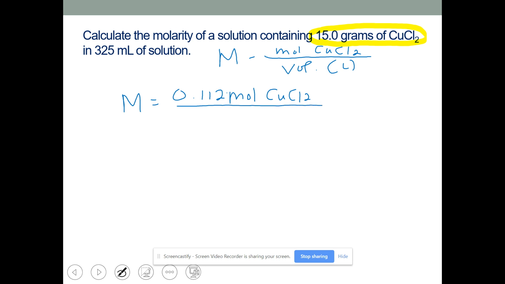And you want to divide that by the volume, which you need to put into liters. Again, you could either move the decimal or you could certainly do the factor label. And I got 0.345 for the molarity of copper chloride.